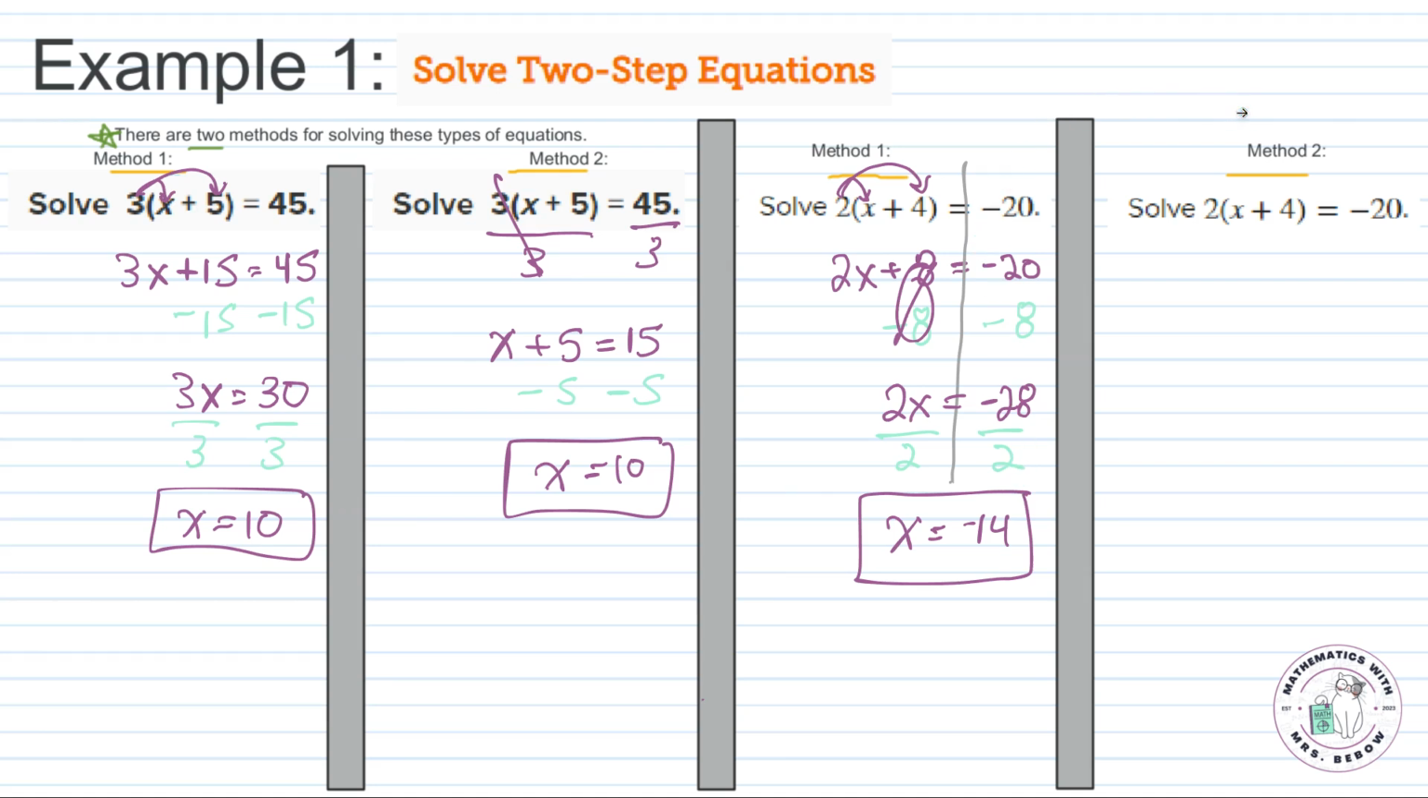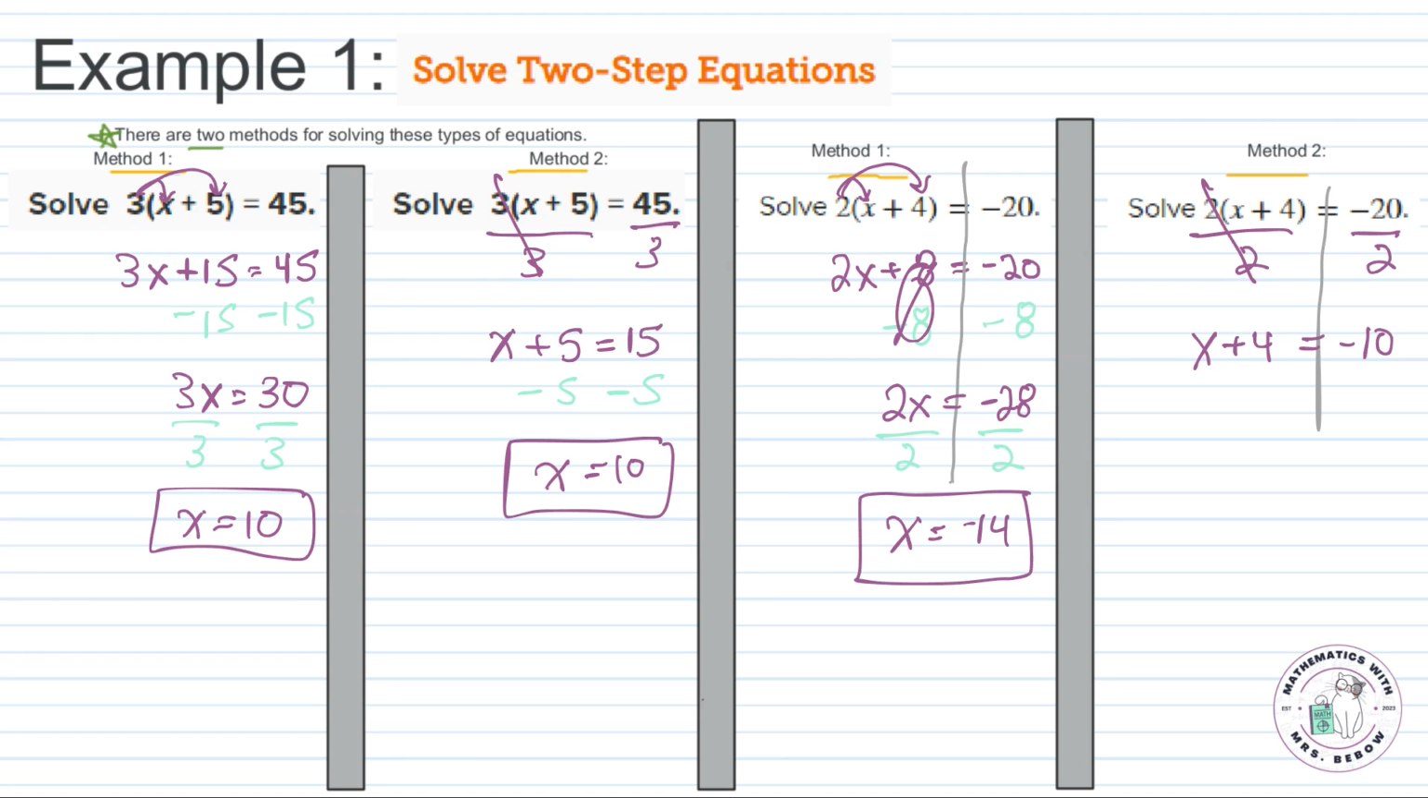All right, so for method 2, this time we're going to start off by dividing both sides of our equation by whatever that set of parentheses is being multiplied by, right? So in this case, 2. So we are going to divide both sides by 2, because again, we want to keep it balanced. This will cancel out, and then we'll be left with this x plus 4, and we don't need the parentheses anymore. And then negative 20 divided by 2 is going to be negative 10.